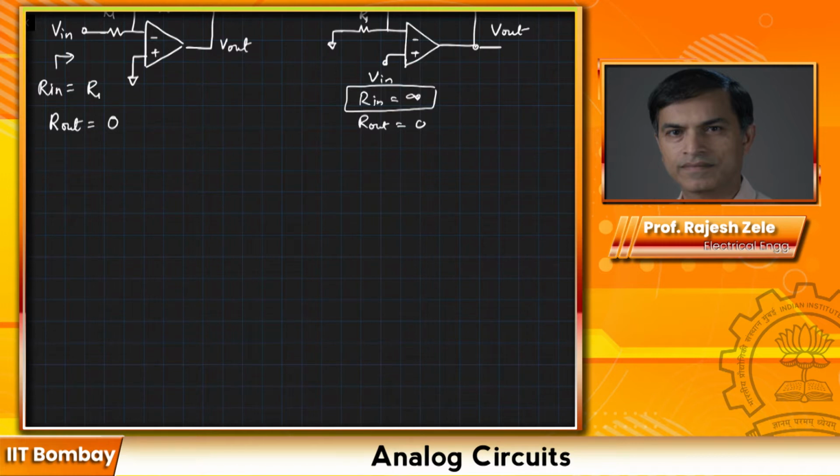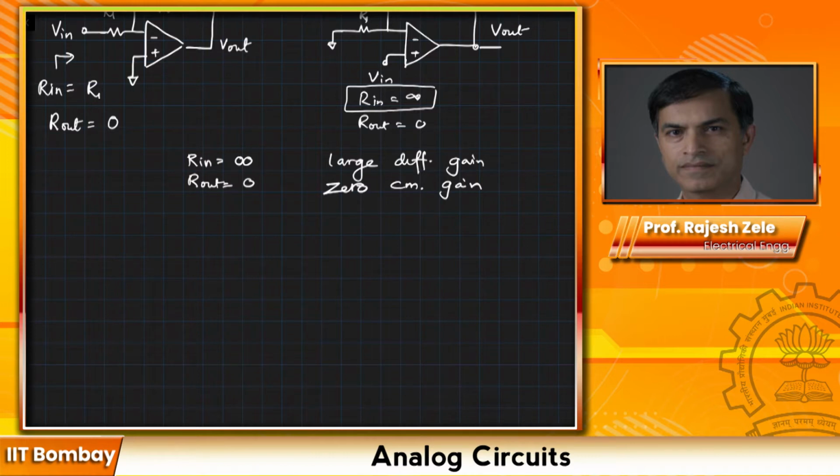Let's come back to this particular amplifier. What is our objective? We would like to keep Rin equal to infinite, and we would like to keep Rout equal to 0. We would like large differential gain, and we want 0 common mode gain. Okay, so how do we do that?